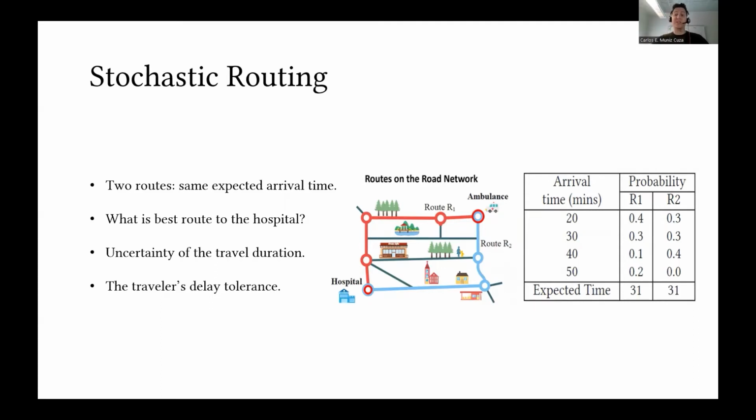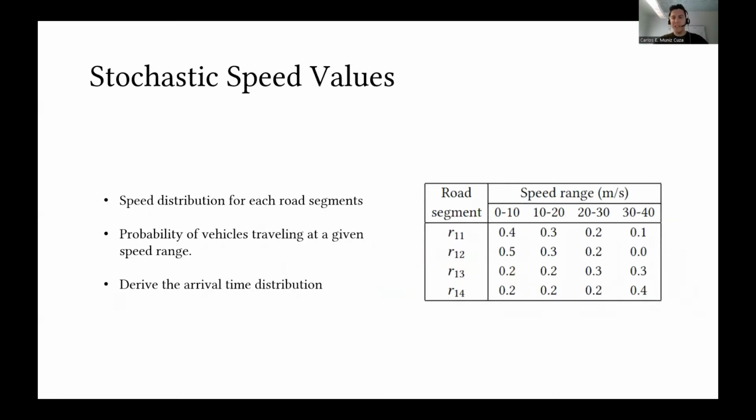If we could provide such a stochastic or high-resolution routing service, then the driver will be able to make a better informed decision. Stochastic routing services often rely on time-dependent stochastic traffic data representing the speed distribution of vehicles in the road network. Specifically, a speed distribution captures the probability that a vehicle travels at a certain speed range on the segments of the road network. For example, the speed distribution of the segment R11 indicates that vehicles traveling in this segment have 0.4 probability to travel between 0 and 10 meters per second and 0.3 probability to travel between 10 and 20 meters per second, and so on. Given the speed distribution and the distance of each route segment, we can derive the arrival time distribution of each route as we showed in the previous slide.